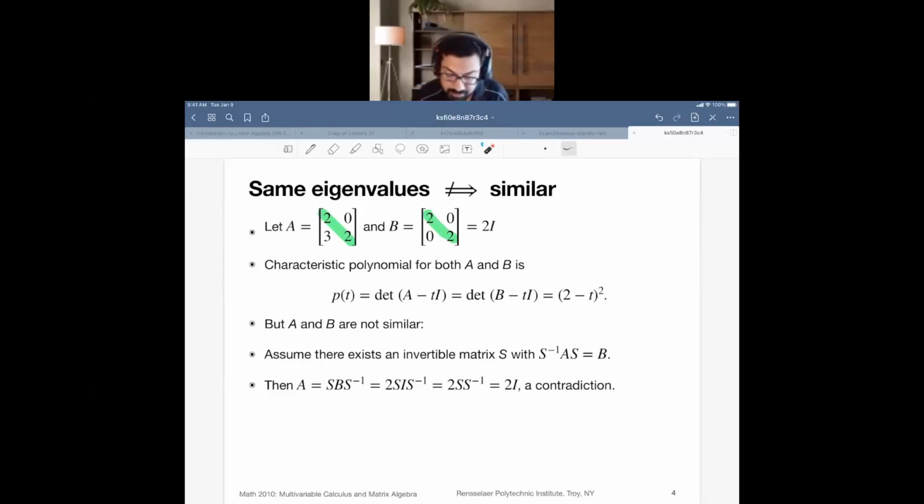And we can prove that by assuming that in fact there is a matrix S that is invertible that satisfies this criteria. So we are assuming that they are similar, and then by contradiction we are going to prove that they are not similar. So the way we do that is assuming that they are similar. Let's assume that they are similar.